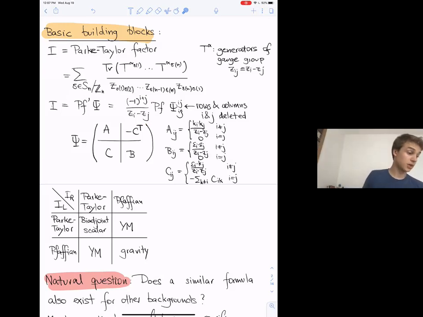Okay, and then you can check that this seems to be a good candidate for a gauge amplitude, because, for instance, if you replace the k by an epsilon, that object would vanish, and you check gauge invariance.